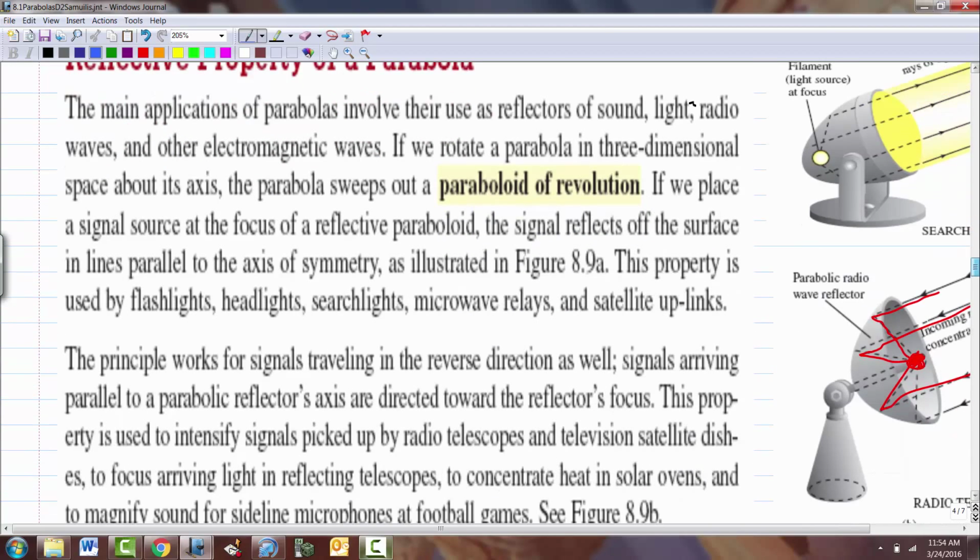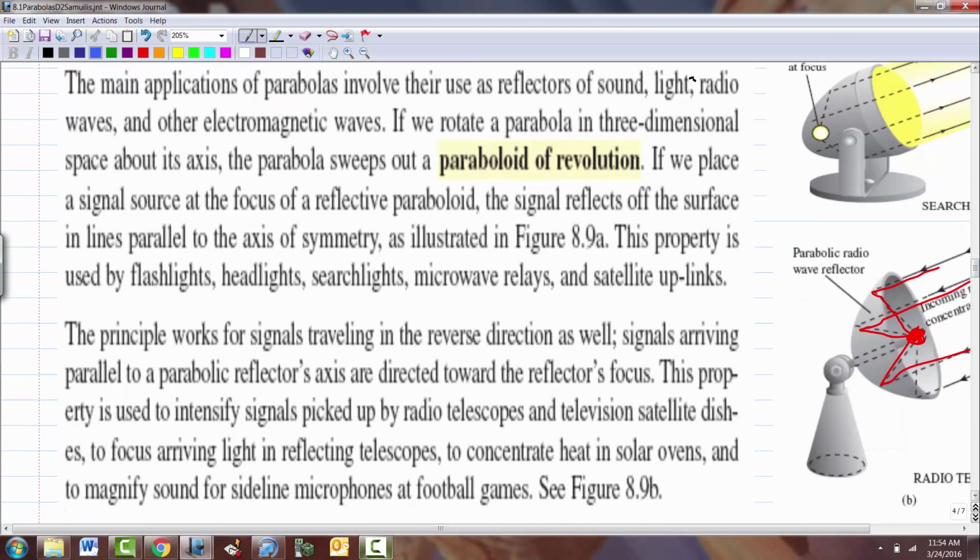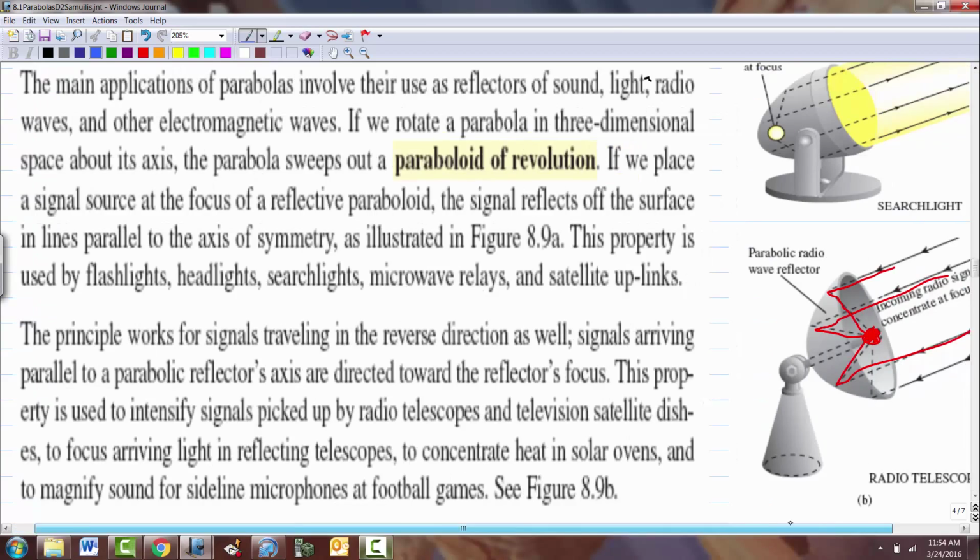Hey, a paraboloid. Not made up. A 3-dimensional parabola. Like imagine a 2-dimensional parabola and rotating it. It's not a big deal. Just listen. You see all this? Great. This is what it says.